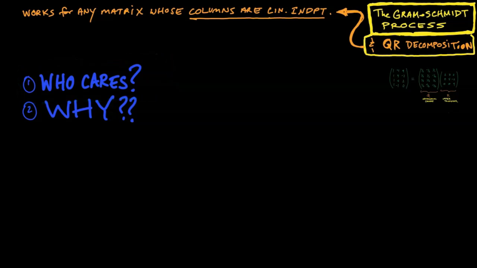Who cares? People who design algorithms in computer programs that implement linear algebra definitely care about QR decomposition, because in many instances, having a QR decomposition of a matrix saves you a lot of computations down the line, and therefore your programs will run more efficiently.